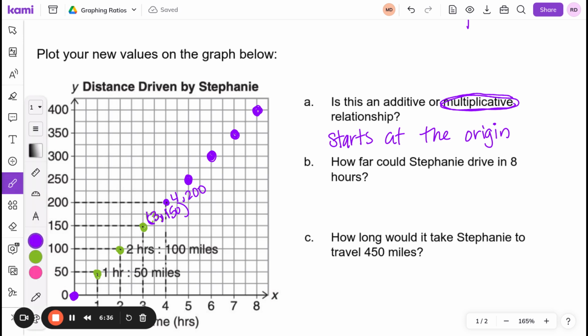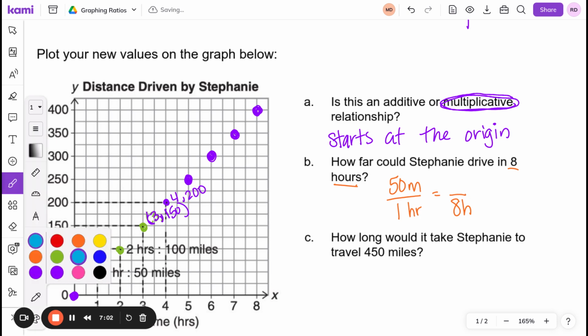Oh, we already answered question B. Yay. Question B says, how far could Stephanie drive in 8 hours? So you could look at the graph, or we could follow the pattern in the table, or we could set up an equivalent ratio. So our starting ratio was 50 miles in 1 hour. We want to know how far she could go in 8 hours.